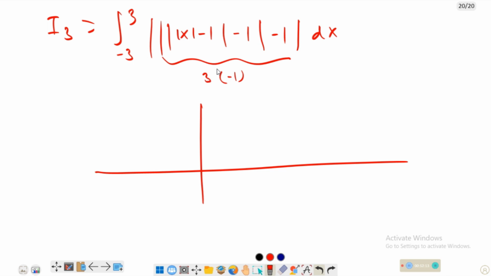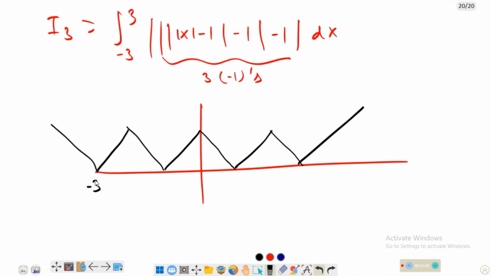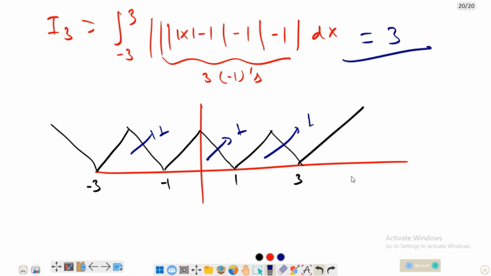Okay, there are 3 minus 1s, so there is one triangle on the y-axis and the other two triangles are symmetric. So this point is -1, this is -1, this is 1, this is 3. So there are three triangles, each with area equal to 1. So the sum of the areas of the three triangles is equal to 3, so this integral is equal to 3.